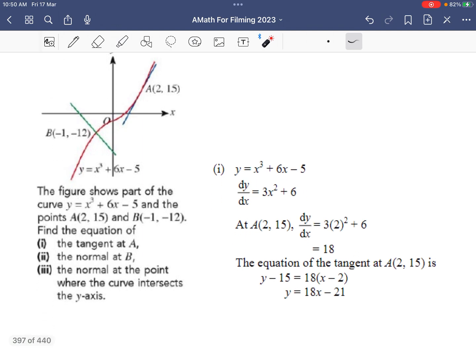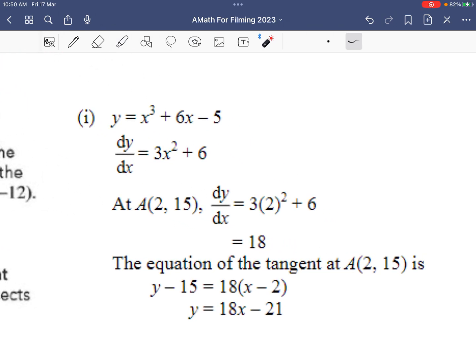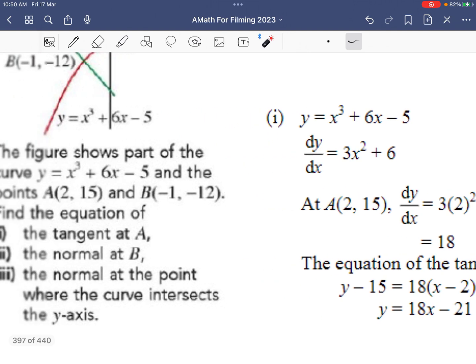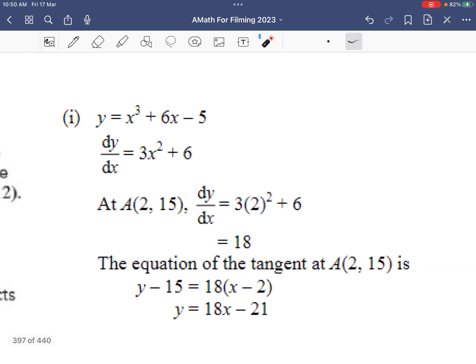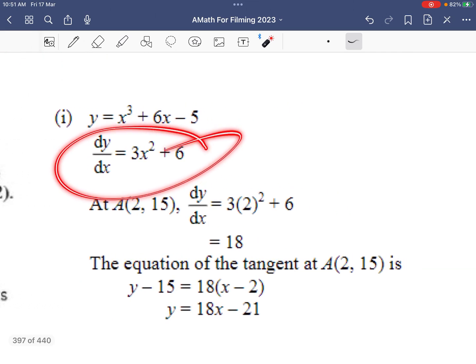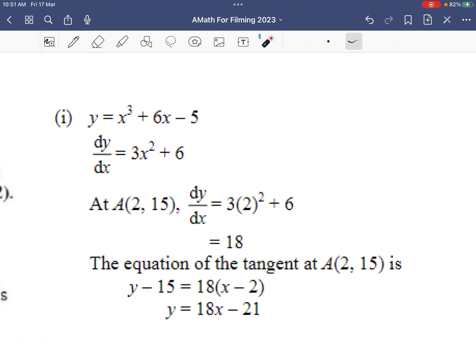Okay, for try one, first thing we are trying to find is the gradient of the tangent at A. So first we find the gradient function, 3x squared plus 6. So at A, my x value equals 2. So here, x equals 2. I find that the gradient of my tangent is 18.